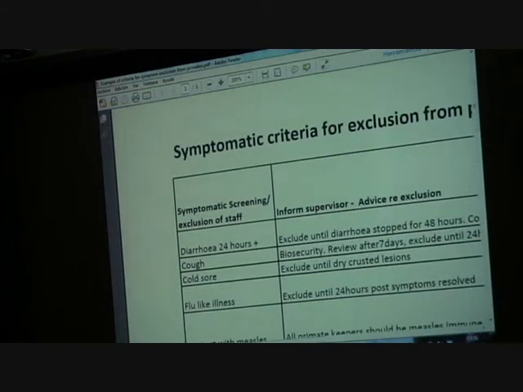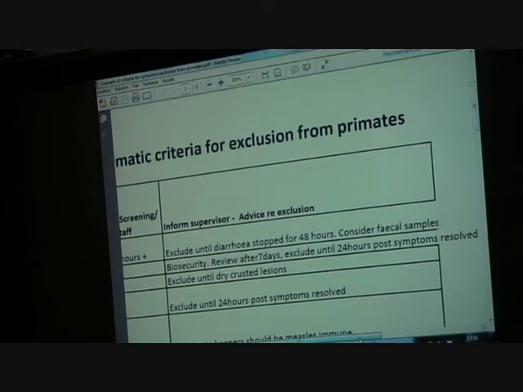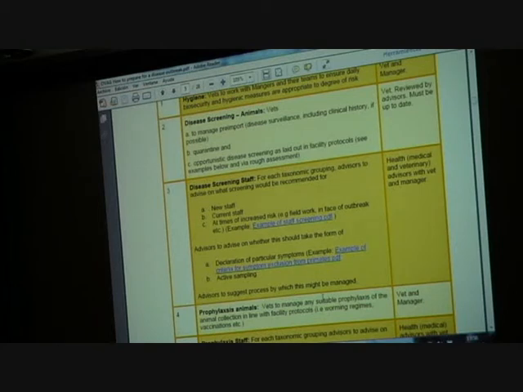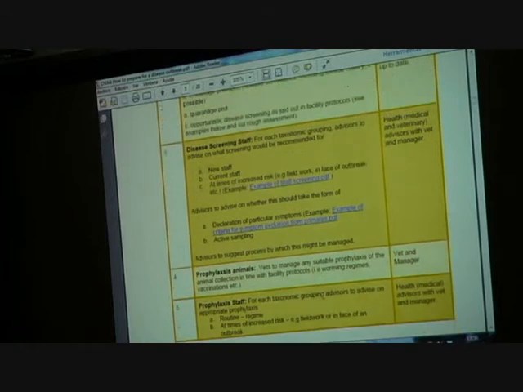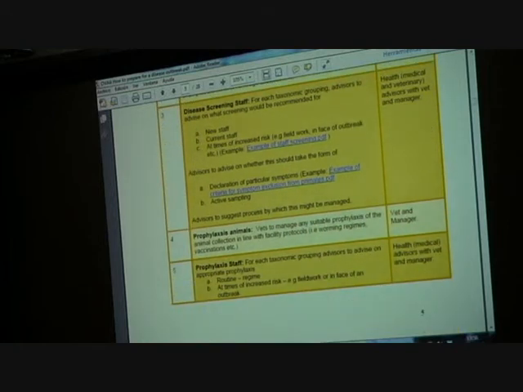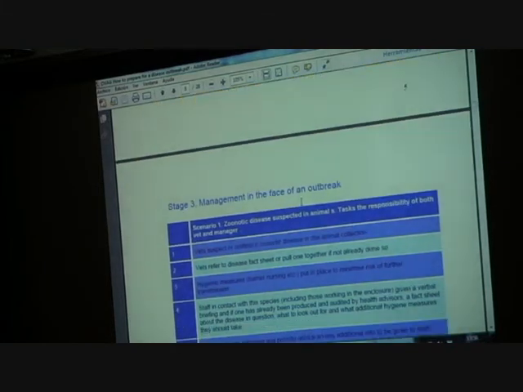So for example, if you have, as a staff member, diarrhea for more than 24 hours, we would recommend that that staff member is excluded from direct access with apes until the diarrhea is stopped for 48 hours and consider a fecal sample. Now, this is not just out of the air. This is in consultation with our health advisors, which in this case was the Liverpool School of Tropical Medicine. Is this making sense? It's a process. You have all of this in place before you have a disease outbreak. And then you start to think whether you need prophylaxis for animals and for your staff.